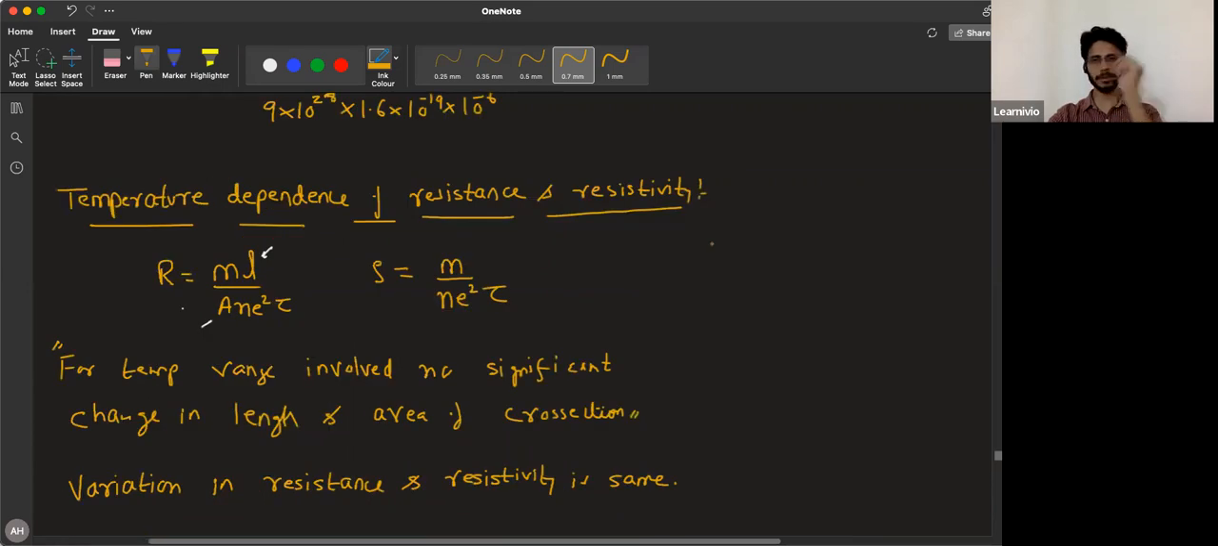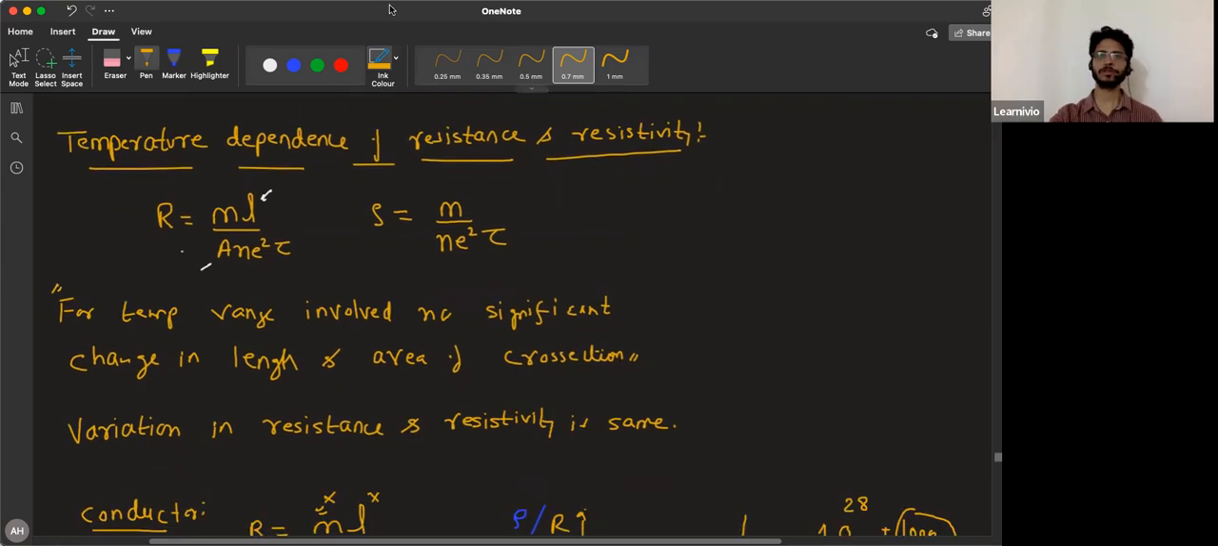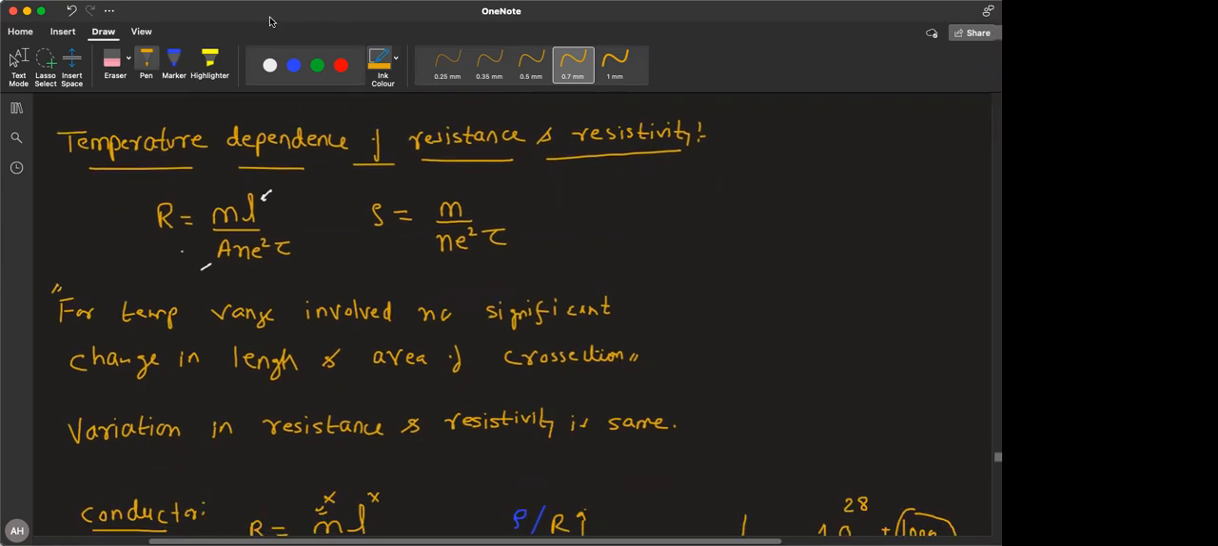Is there any doubt in this whole discussion? No, sir. Okay, just note it down. Then we'll do numericals on this concept. Note it down.